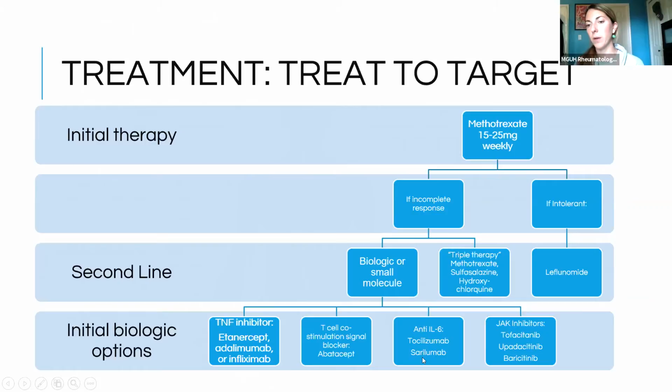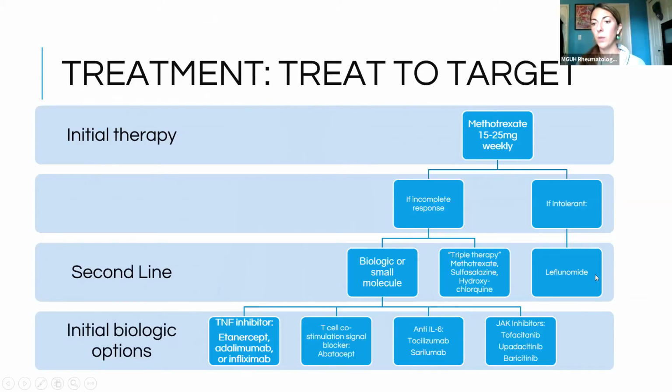Anti-IL-6, y'all are probably more familiar with these due to COVID than you otherwise would have been, right? Because we use anti-IL-6 to treat cytokine storm and things like that as well. But they have good data for rheumatoid arthritis. We use these in several autoimmune diseases. They work for a lot of different types of vasculitis as well.